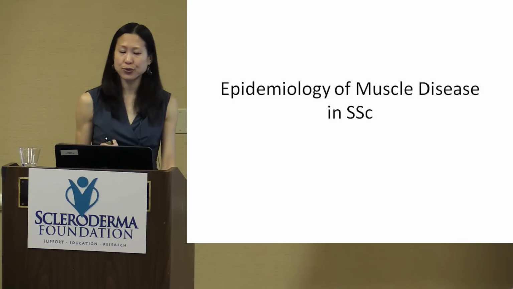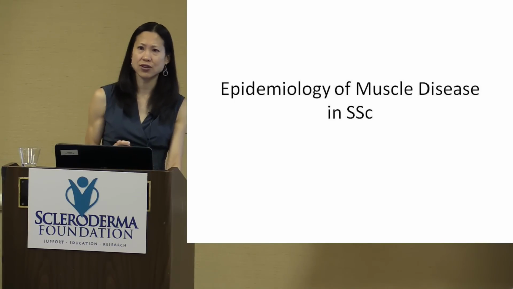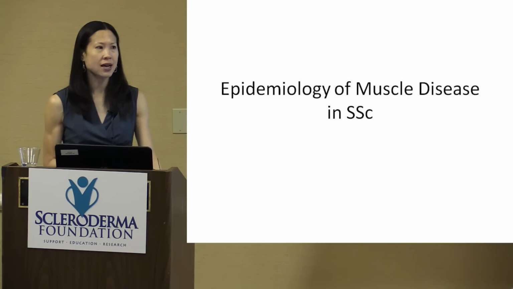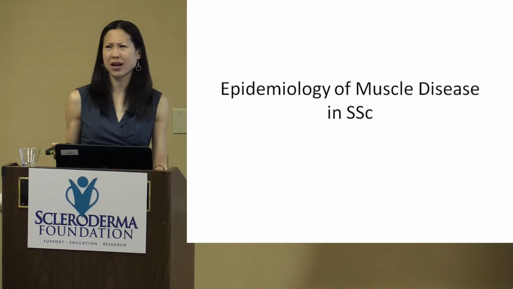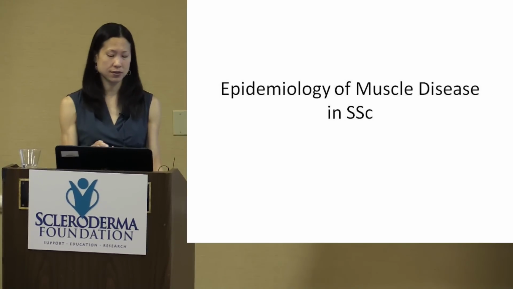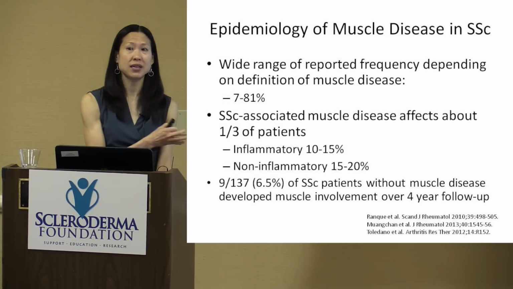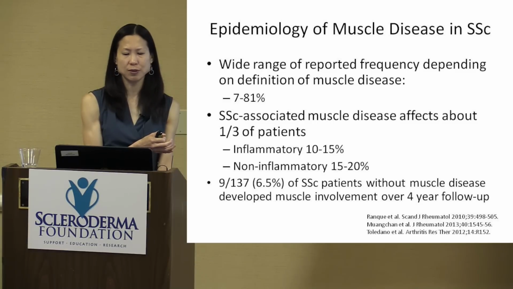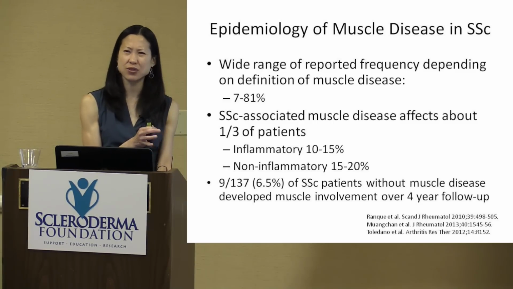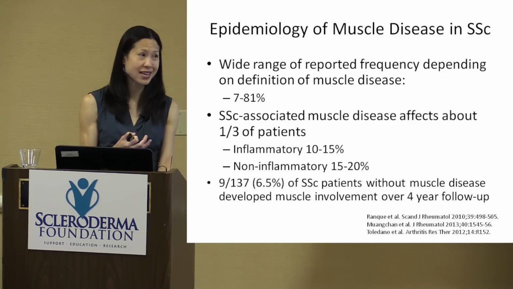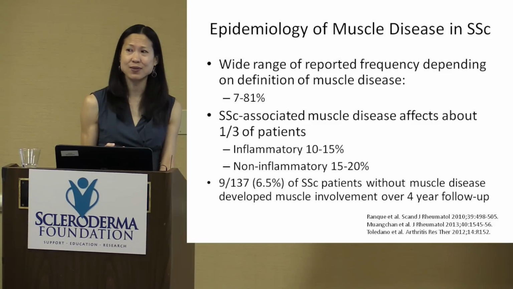So now I've gone through the different types of muscle disease that you can see in scleroderma patients. And now you're probably wondering, well, how frequent is muscle disease in scleroderma? Is this something that I need to worry about? So unfortunately, there's been a wide range of frequency of muscle disease described in scleroderma patients. And it basically depends on the way you define muscle disease. So anywhere from 7 to 81% of scleroderma patients have been described to have muscle disease.